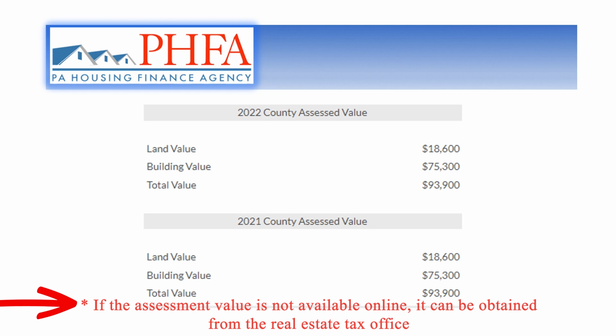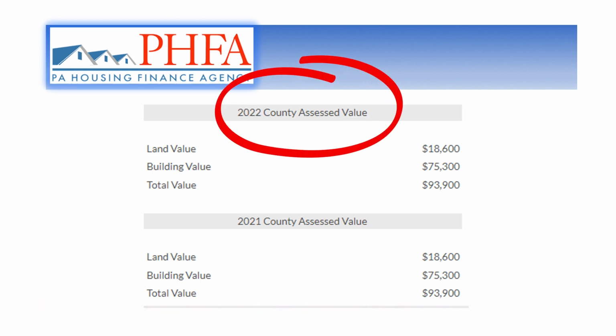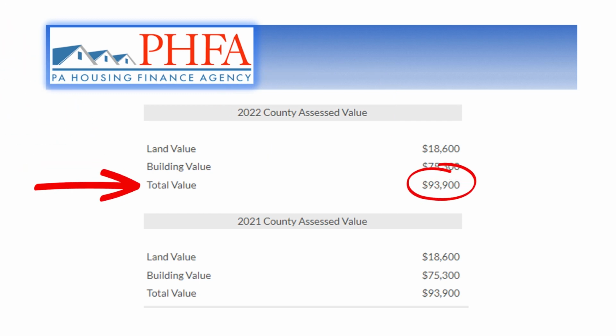The tenant or applicant can usually obtain this information from their real estate tax office. As you see here on the 2022 county assessed value, there are multiple values. The total assessed value of the land and the building is $93,900. Now that we have obtained the total assessed value, we need to locate the common level ratio for the county where the property is located.